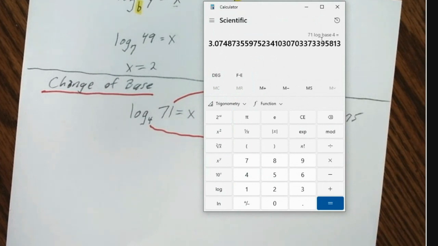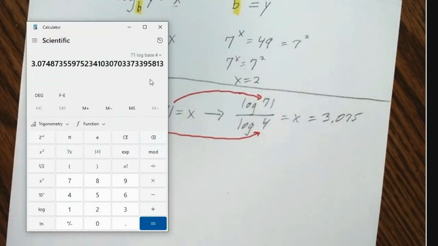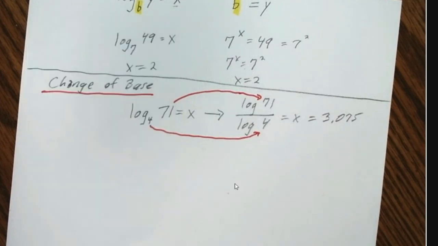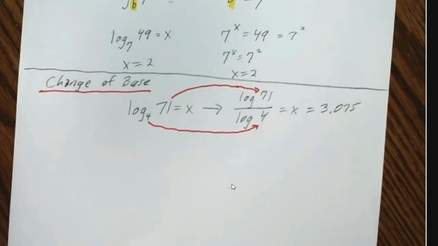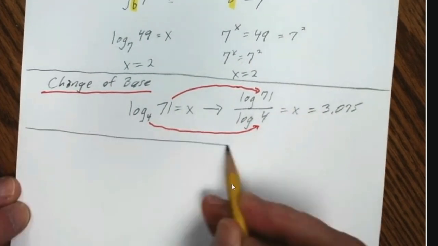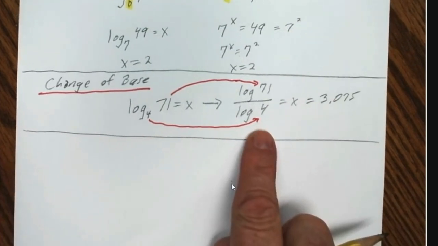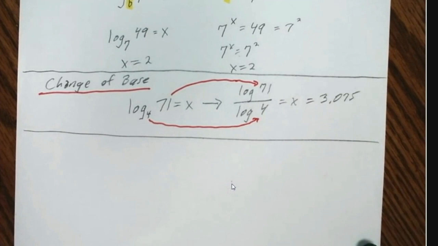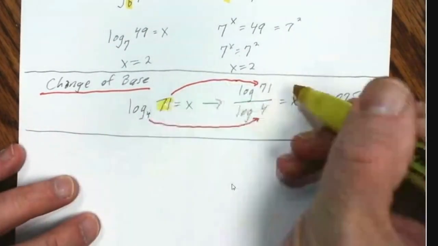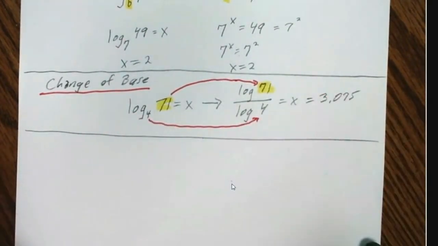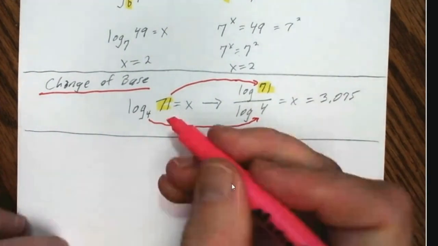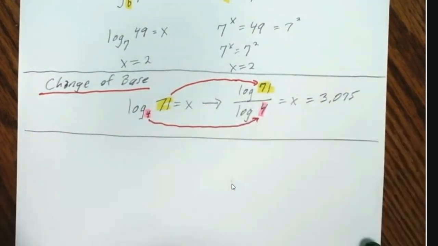So 71 log base 4 is 3.078. That's the same thing we got using base 10. So this is a very useful thing to know, the change of base, where we can take any base and do it with a plain calculator that only has the base 10. So we'll highlight that. It goes right up there, and then the base goes at the bottom. So very good to have in our notes right there.